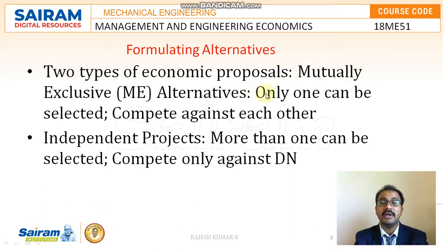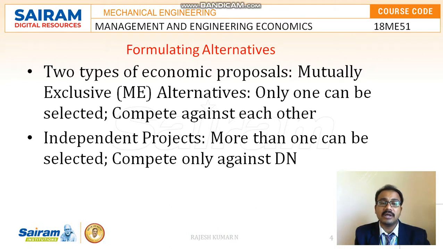Here only one can be selected and they compete against each other. For example, if I am talking about any one particular asset, it may be a house, a land, or any particular product, maybe gold or a machine. I can compare it only with other similar products. If I want to compare a house value, I can compare it with another house which is located in the same area. Or if I want to compare my assets, for example gold or diamond, I can compare it only with a similar kind of metals.